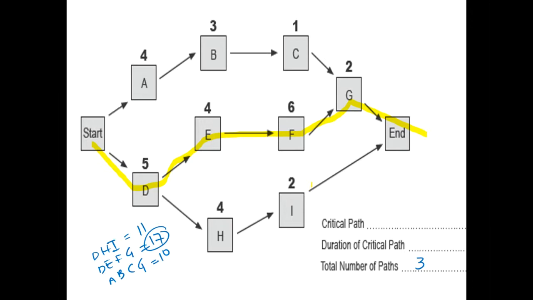So if you are managing this project, these activities DEFG are the critical ones which you have to ensure that they get started and delivered on time. If any of these activities get delayed by 1 week, if that's the unit of time which you are considering, that would mean that your project will be delayed by 1 week as well.